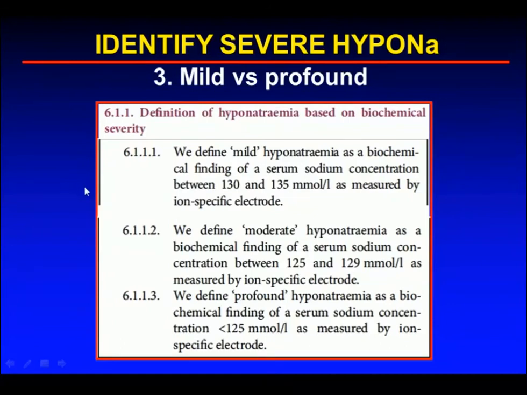Then, the other definition is based on the biochemical severity, the degree of the laboratory value. We define mild hyponatremia as a biochemical finding of natremia between 130 and 135 millimole per liter. The moderate is between 125 and 129 millimole per liter, and the profound, we have not written the severe, the profound is less than 125.